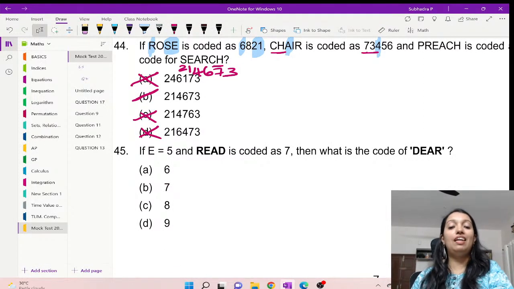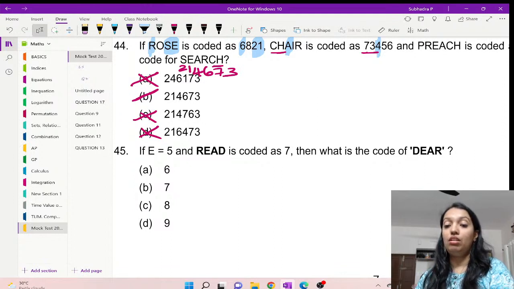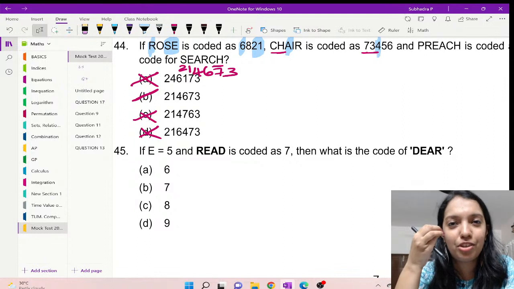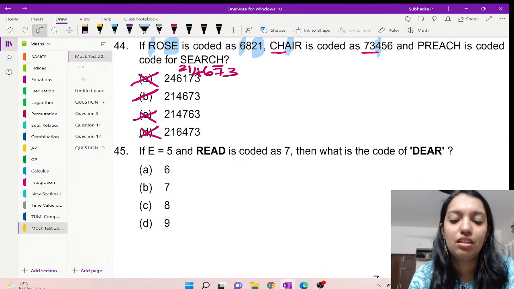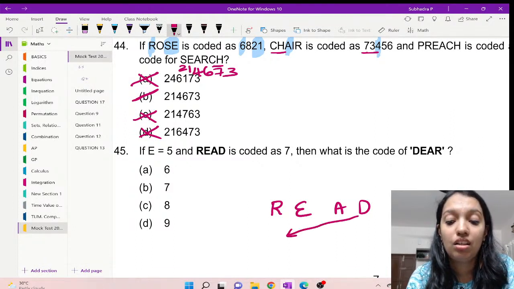Next, 45th one. If READ is coded as 7, then what is the code for DEAR? You need not even apply your mind. Just look, READ. They did some calculation. They got the answer as 7. DEAR.